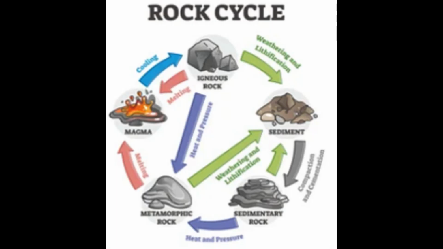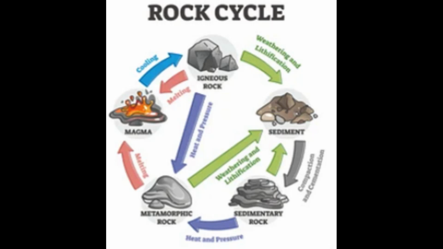The rock cycle is a continuous process of transformation, in which rocks are constantly being created, destroyed, and reformed over time. It is driven by a range of physical, chemical, and biological processes that occur both on and beneath the Earth's surface. The process of the rock cycle begins with the formation of igneous rocks. This occurs when magma, which is molten rock beneath the Earth's surface, cools and solidifies.